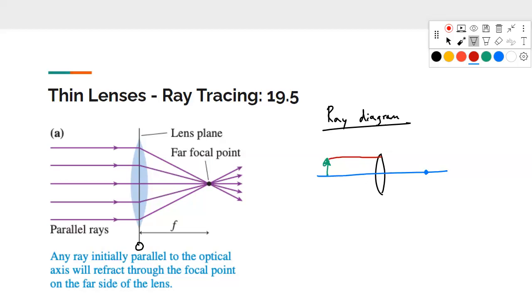So what would happen to this light ray that travels from the top through the lens parallel? Well, it would get focused down onto this focal point. Okay, so that's the first ray we would draw when we're trying to construct one of these diagrams.